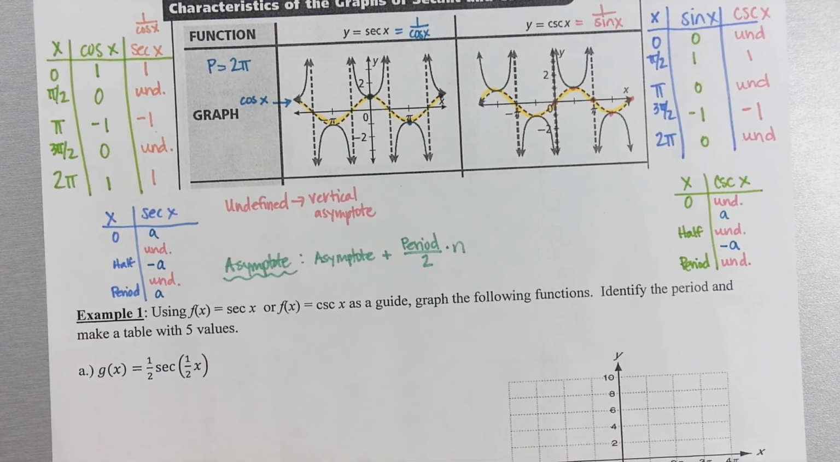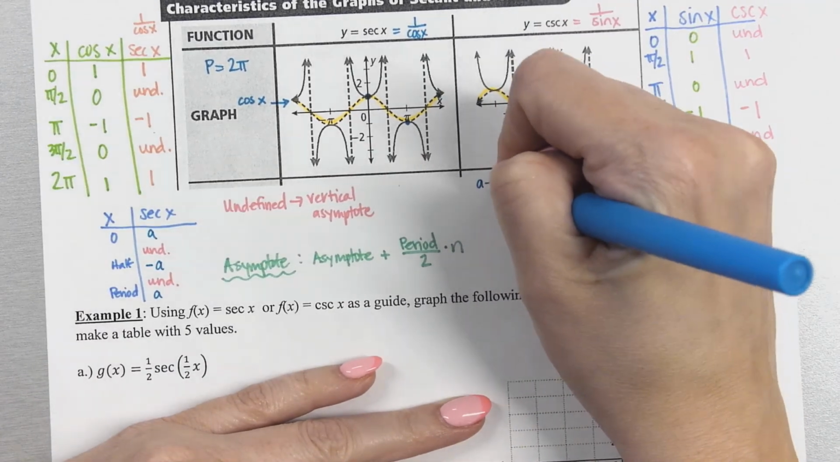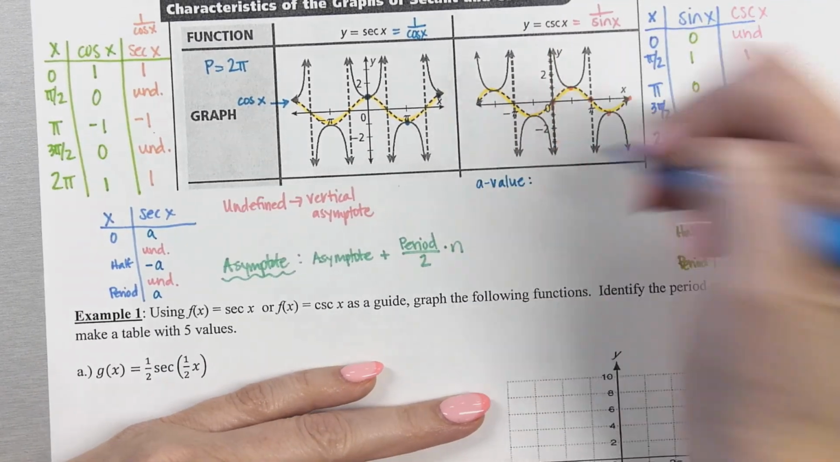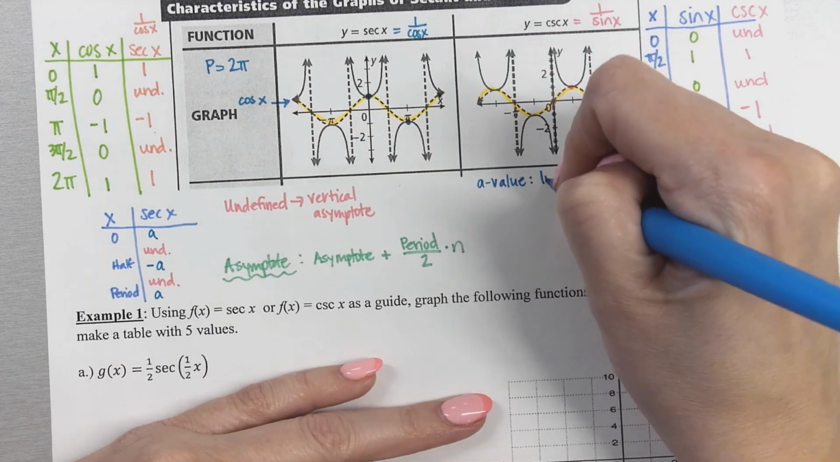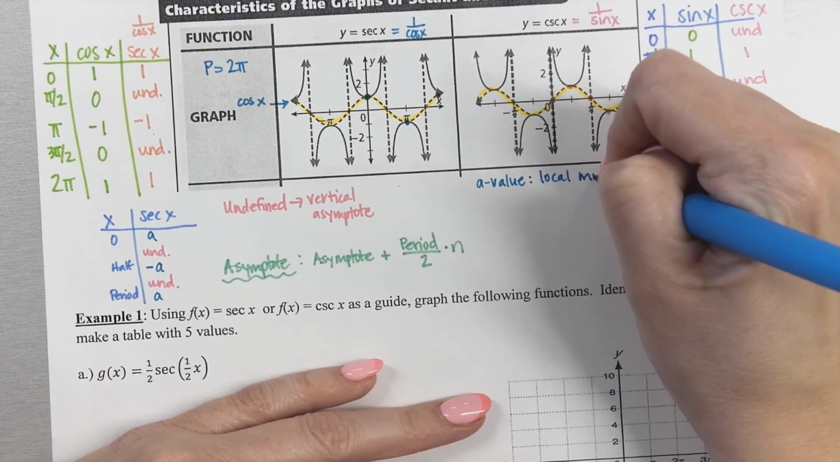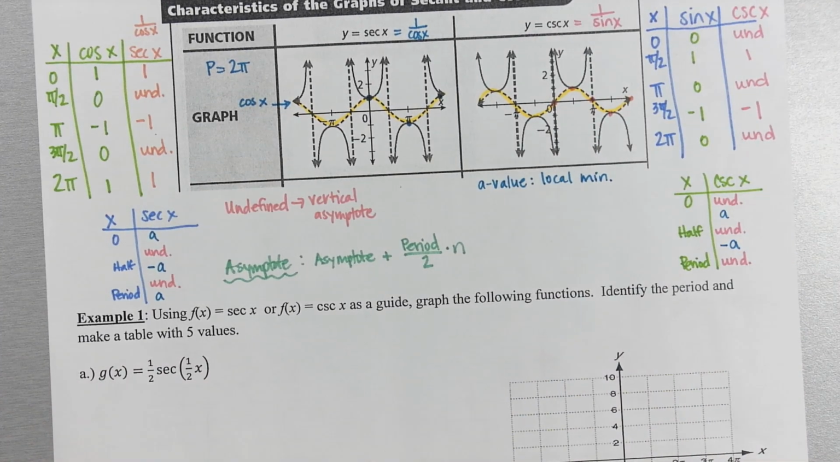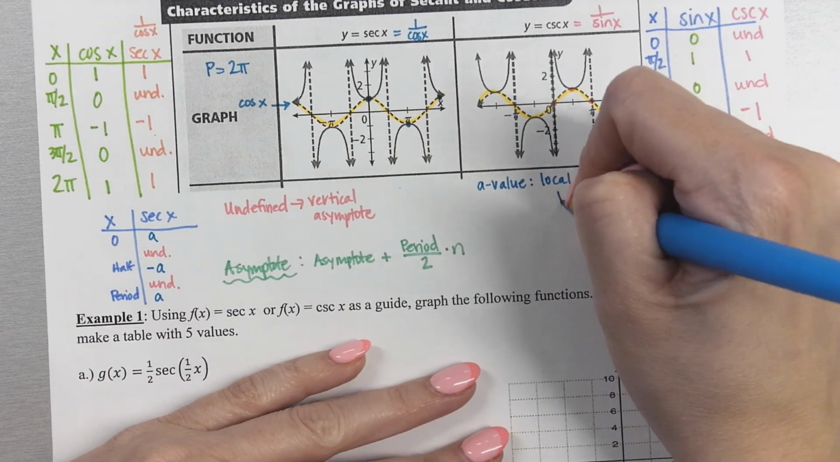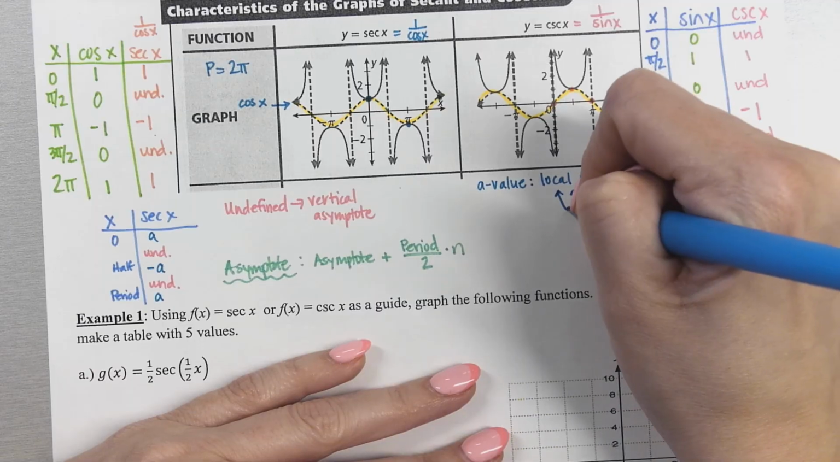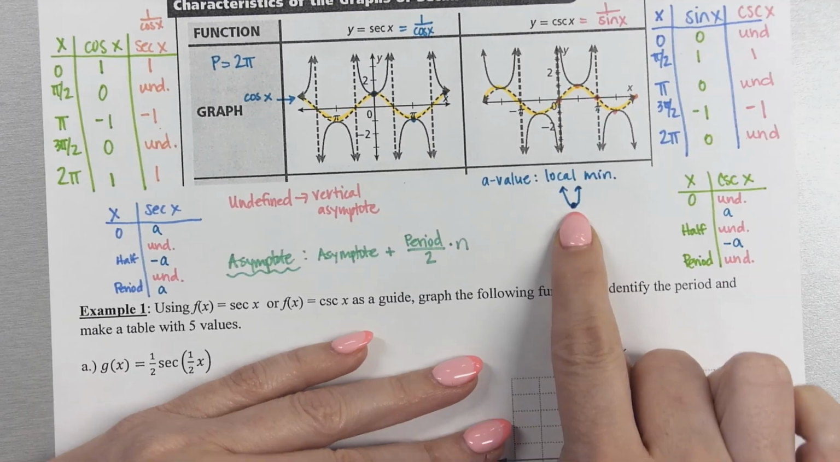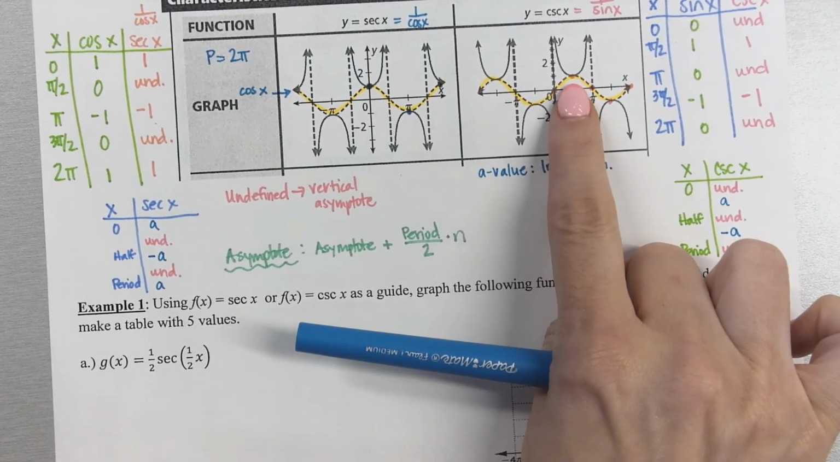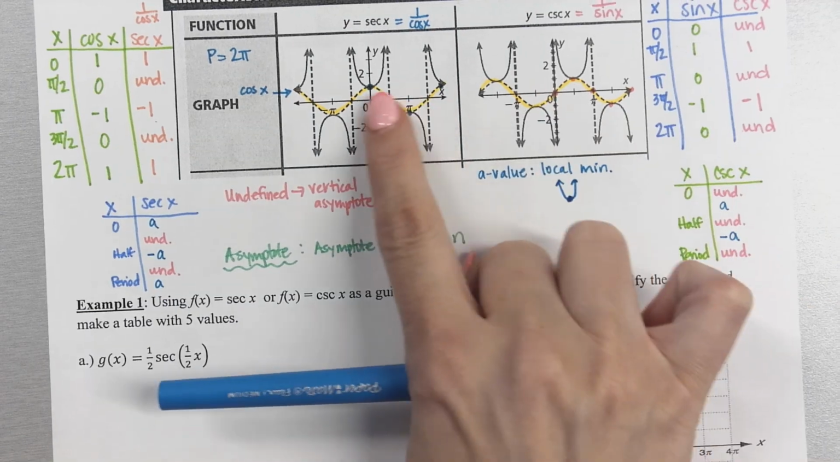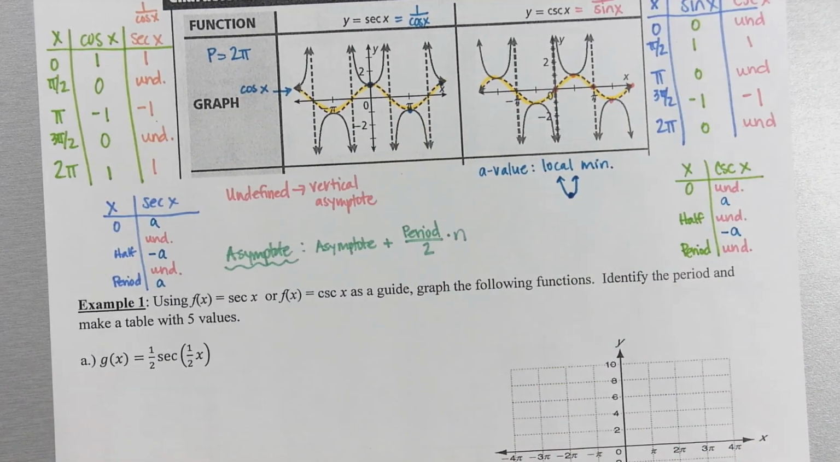When you have an a value, whatever that is going to be your local minimum. The reason why we call it local is because it is not the lowest value in the entire graph, but it is going to be the lowest in that area. So it's going to be this value on the graph, which we marked off. This would be a local minimum. This would be a local minimum.